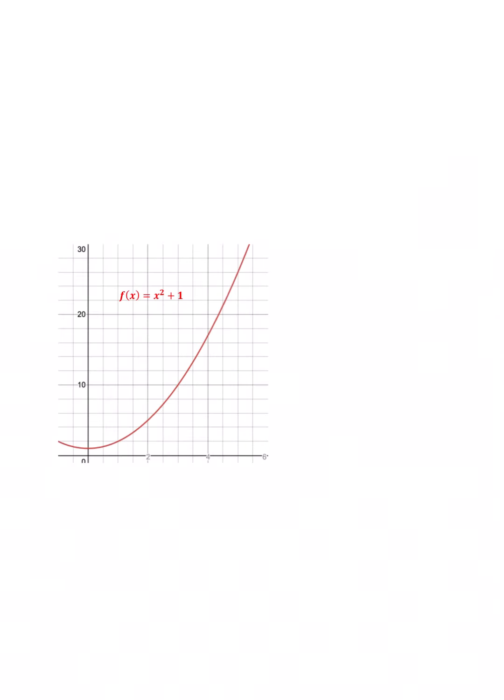Well, suppose instead of a straight line, we had a parabola. In this case, we have f of x is equal to x squared plus 1. And we wanted to find the area under this curve from x equals 2 to x equals 5. Again, we're talking about this area in here that we want to find.